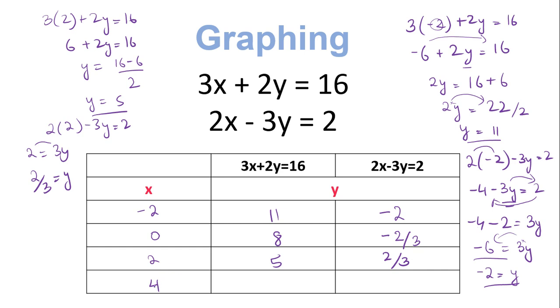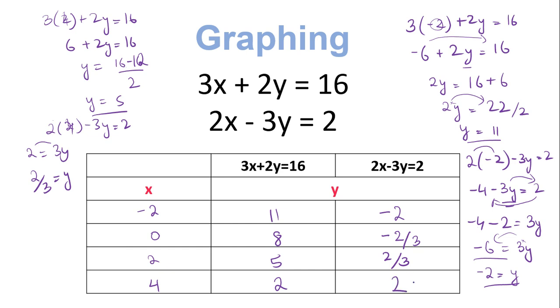And again, I repeat the same thing with my 4. So 3 times 4 is 12. So in the end, I'll have 16 minus 12, that is 4. 4 over 2, which means that my y here is supposed to be 2. Similarly, I repeat the same thing here. That is 2 times 4 is 8. And then 8 minus 2 would give me a 6. And then 6 over positive 3 should give me a 2. So here I'm going to get a 2.